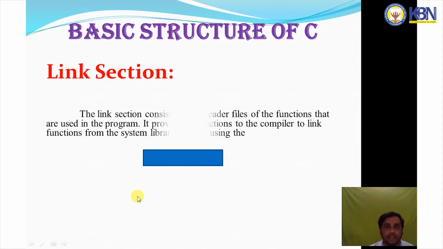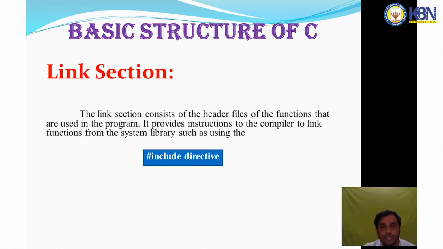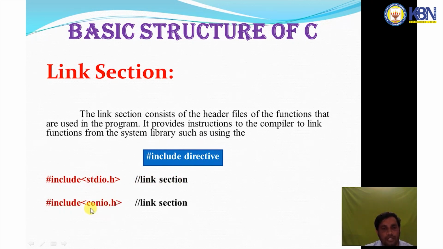The next one is the link section. What does link section mean? The link section consists of the header files of the functions. This link section connects to the system library functions such as printf and scanf. For example, here the hash include directive includes all the system library functions. So hash include stdio.h is a link section. The next one is hash include conio.h, which is also a link section.